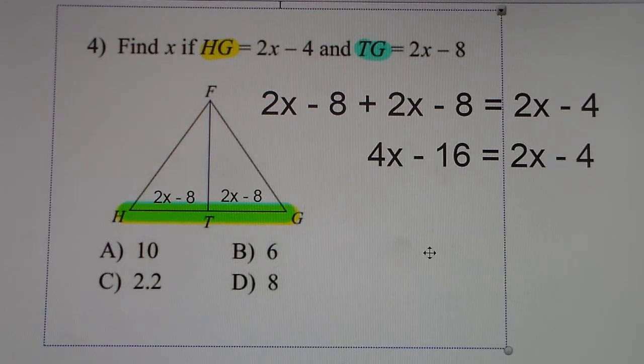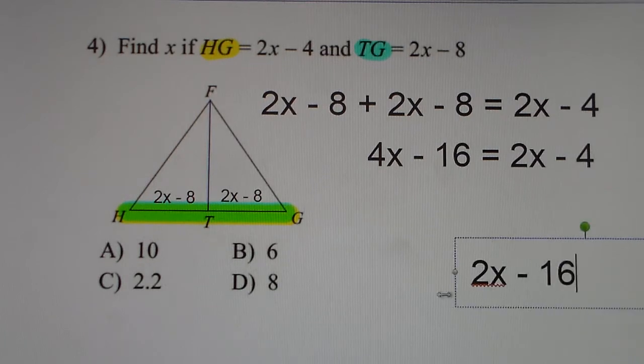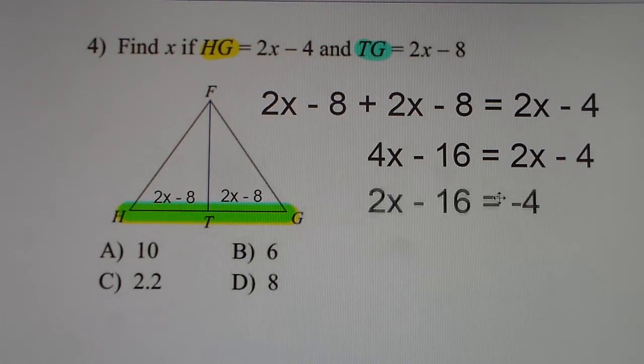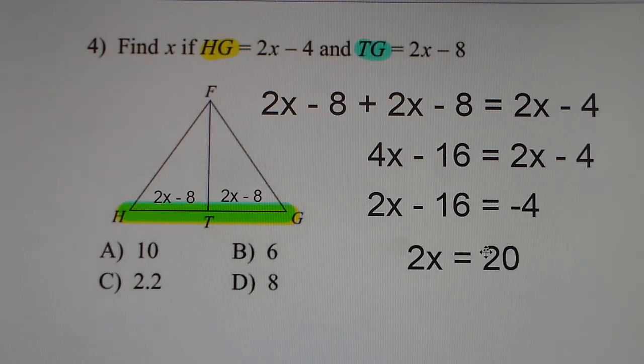Now I'm going to subtract 2x from both sides. So 4x minus 2x gets you 2x. And that's equal to negative 4. Now I'm going to add 16 to both sides, so you're going to get 2x equals 20. And then you're going to divide by 2 on both sides, and you're going to get x equals 10. So my final answer for problem number 4 is x equals 10. That would be A.